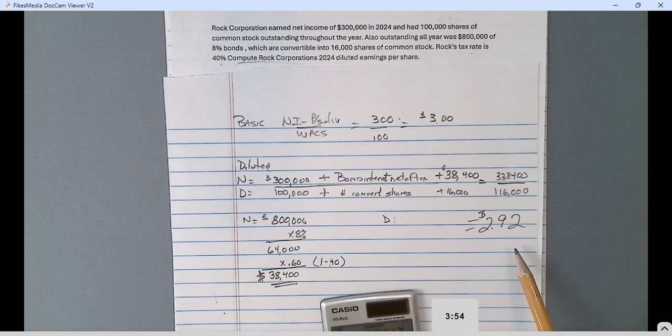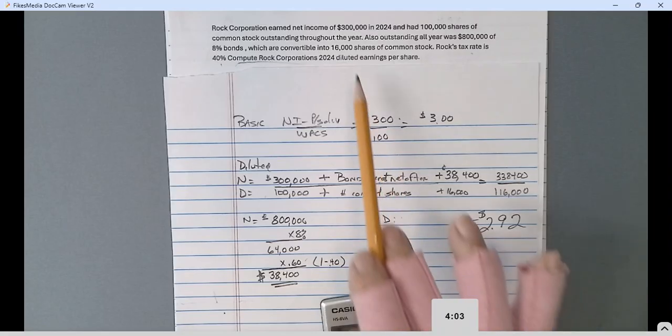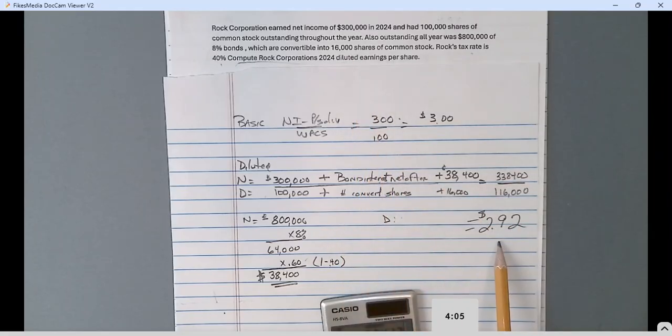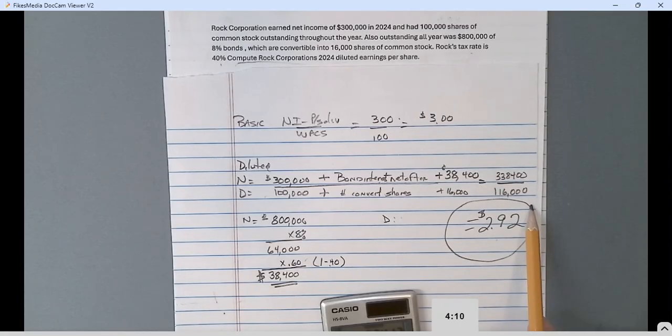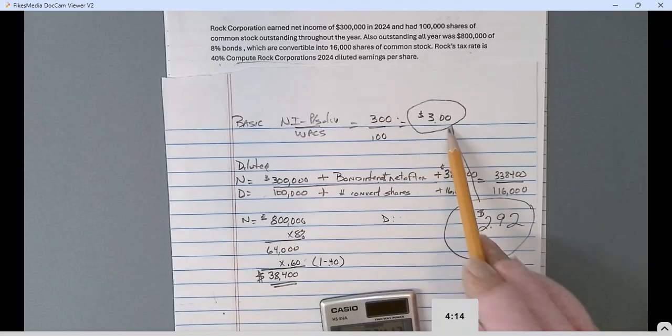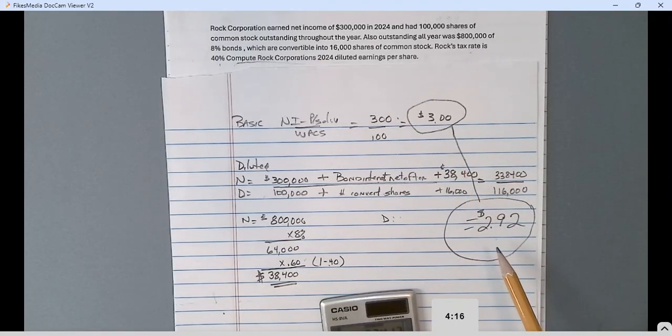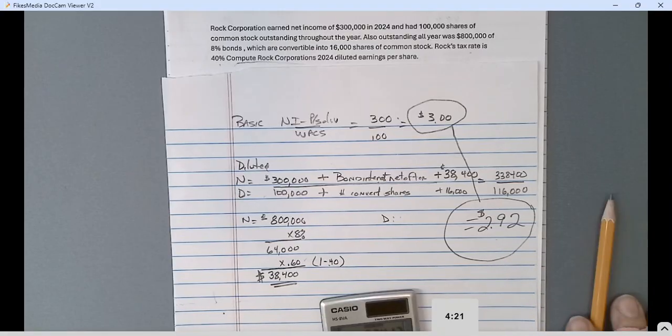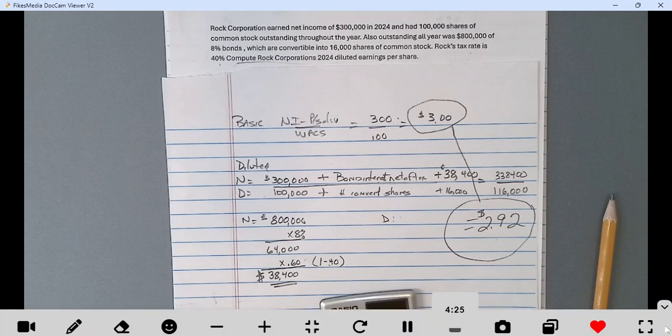So for convertible bonds, the numerator is the bond interest net of tax, and the denominator is the number of shares converted. In this case, they gave it to us straightforward. We didn't have to make a calculation. So my diluted earnings per share is $2.92. I compare that to my basic earnings per share, which is higher. So my diluted is always lower to be valid. Bond interest demonstration.